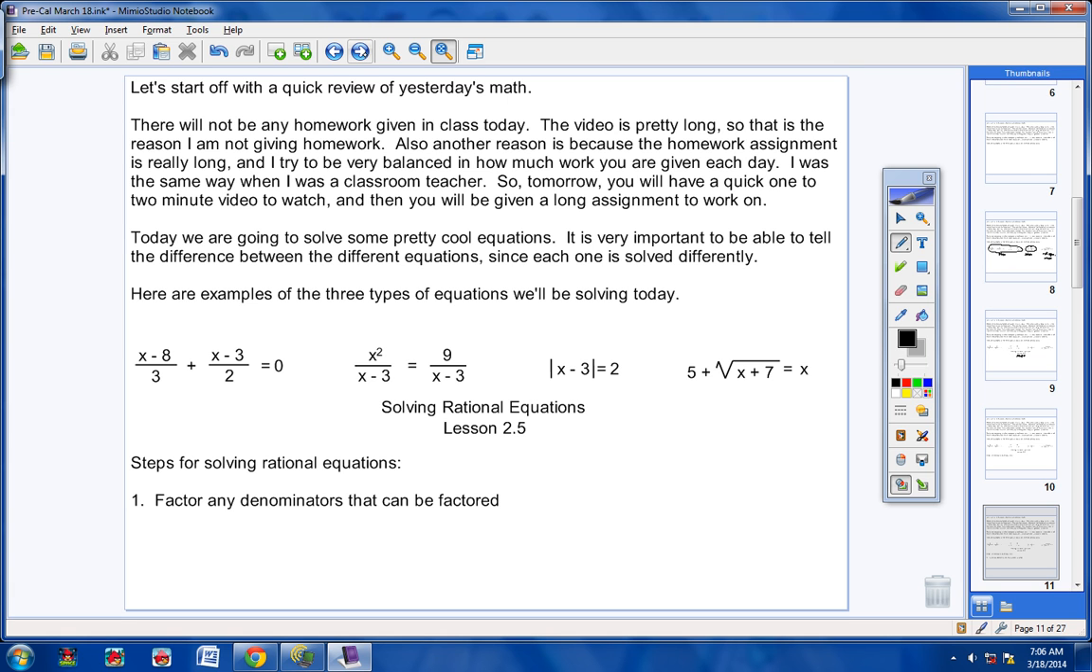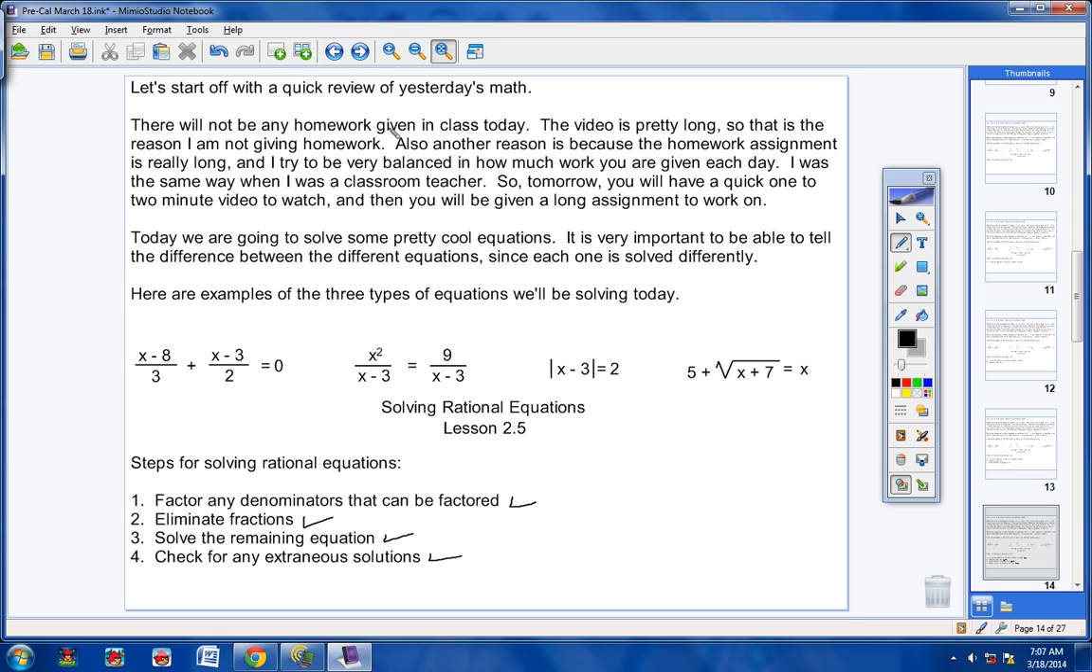Number 1, you want to factor any denominators that can be factored. Always do that first. Number 2, you then eliminate the fractions, and I will show you how to do all of this later. Number 3, you solve the remaining equation, and then look at number 4. This is something you're probably not used to doing. Check for any extraneous solutions, and I'll explain later why that happens and what you need to do there. Okay, so very quickly, factor any denominators, eliminate fractions, solve the remaining equation, check for any extraneous solutions. Okay, let's continue on.